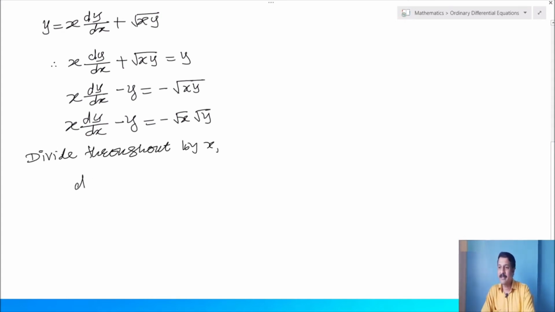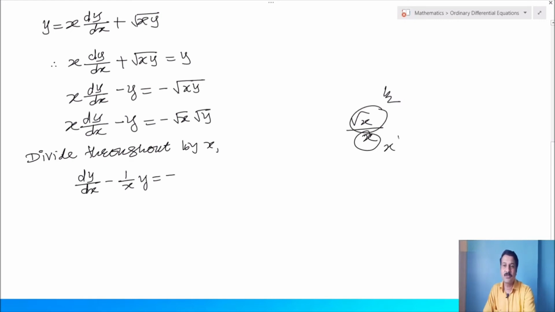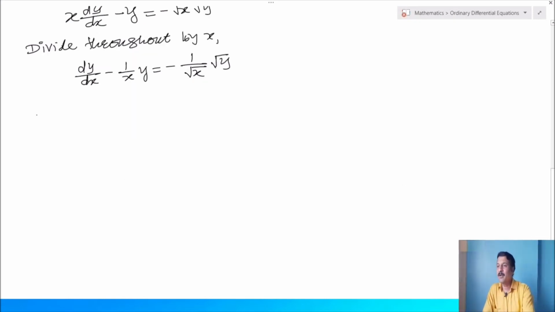So we get dy/dx minus (1/x) y equal to minus... Now note that here I am getting root x upon x, so here x raised to half and here x raised to 1. It means that I am getting in the denominator x raised to half, means 1 upon that. So the same thing I can write here, 1 by root x into root y. Now this is Bernoulli's differential equation.